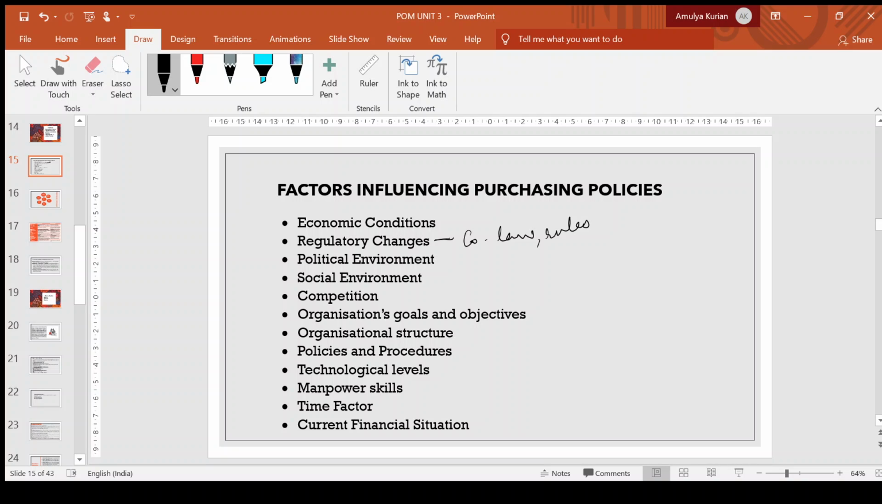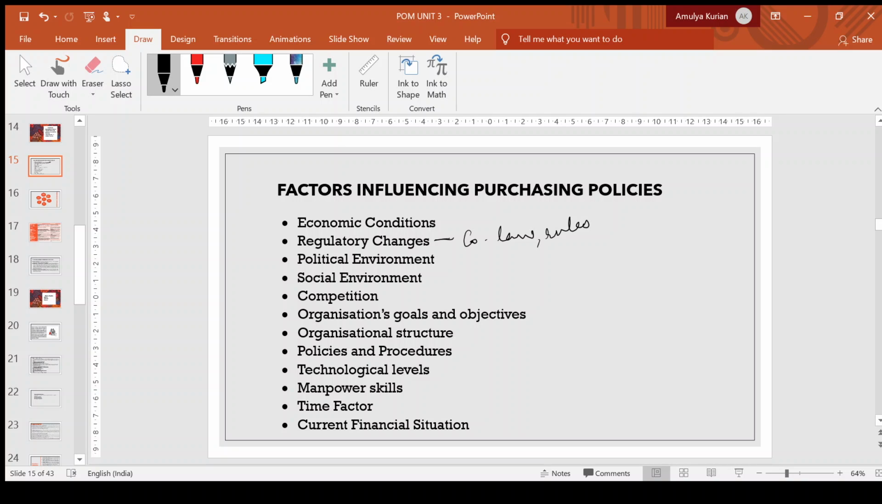Then next one, time factor. Depending on the time available, the organization may decide to place its order with some existing supplier or a supplier that is at a close proximity. If you need something in emergency, you won't go for a new supplier. You will try to settle down with your existing supplier or somebody who is very close, who can give the product within a time period or as quickly as possible.